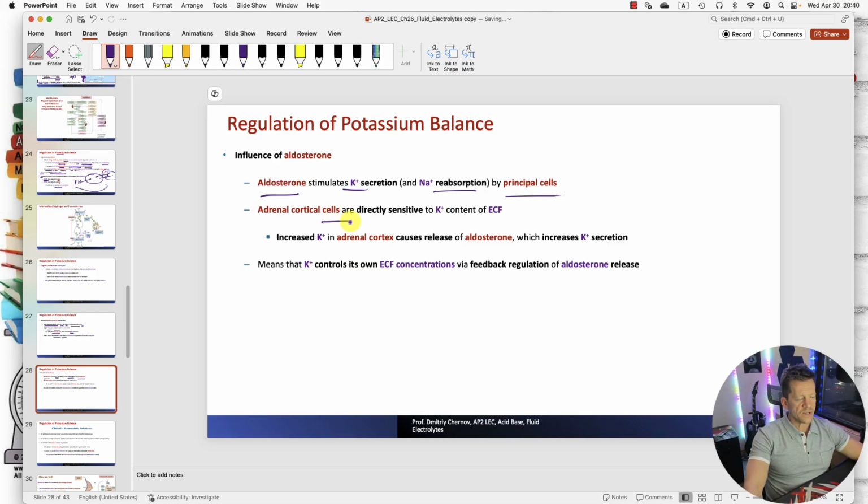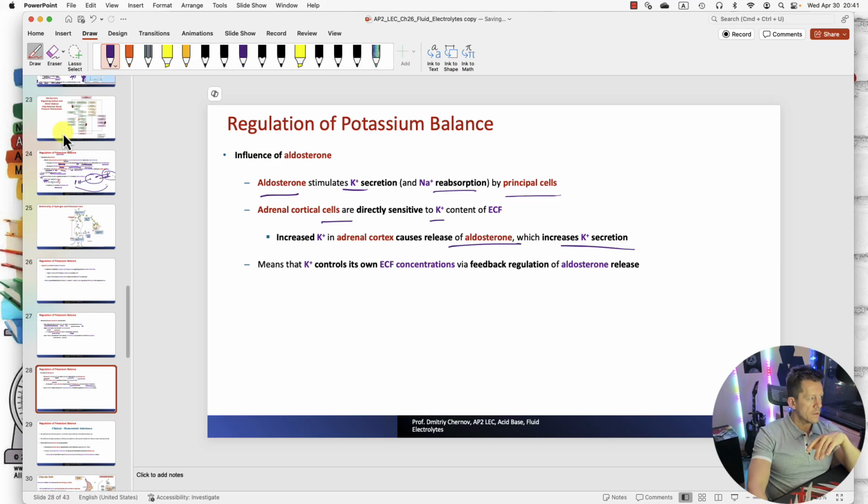Adrenal cortical cells are directly sensitive to potassium. With the adrenal glands, from the cortex we release what? Aldosterone. From the medulla we release norepinephrine. So the corticosteroid hormones. The adrenal glands would be very sensitive to potassium because aldosterone can manipulate sodium and potassium. Increased potassium in the adrenal cortex causes the release of aldosterone and an increase of potassium secretion. Oh, there's potassium, aldosterone gets in circulation, releases the potassium, keeps the sodium.